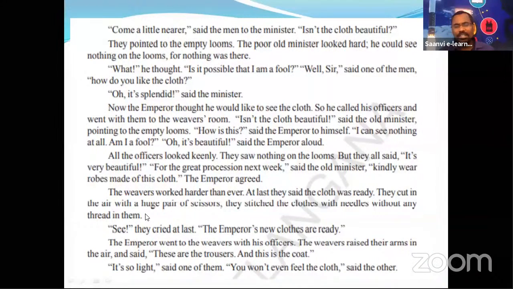It is so light, said one of them. One of the weavers said that it is so light, you can easily wear it. You won't even feel the clothes, said the other.